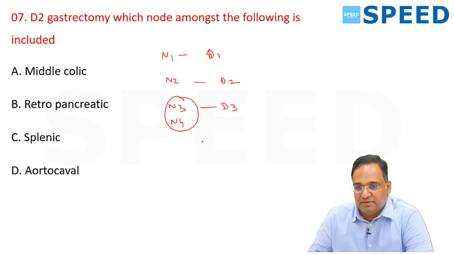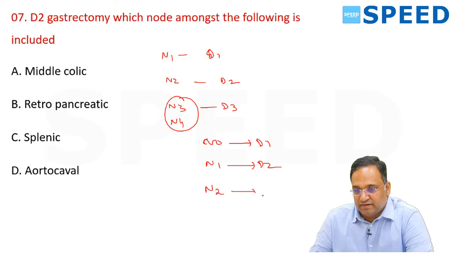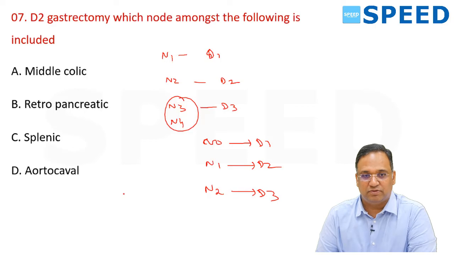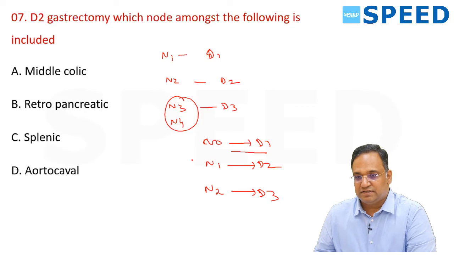And the concept is, if no nodes are involved, N0, one level next to it should be removed. So, you do D1 for N0. For N1, you do D2. So, for N2 involvement, you go for D3, correct? So, this is the concept. One level ahead of the involved group has to be removed. Most commonly done procedure is D2.